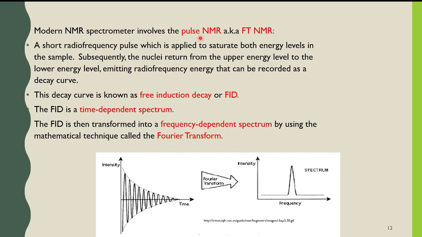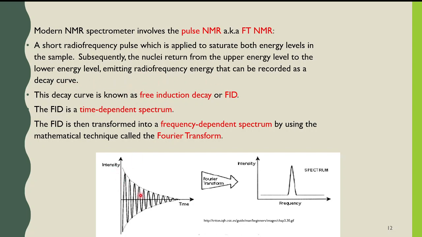The modern NMR actually involves pulse NMR. What that means is that a short radio frequency pulse is applied to saturate both energy levels in the sample, and the nuclei will return from the upper energy level to the lower energy level, emitting radio frequency energy, and then that will be recorded as a decay curve.